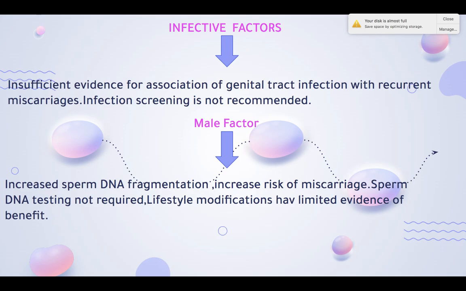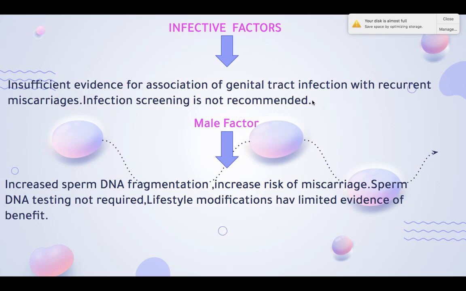So for a genital tract infection to be responsible for recurrent miscarriage, it is important that it is not easily picked up and it is asymptomatic. According to this guideline, there is insufficient evidence for association of genital tract infection with recurrent miscarriage. Infection screening is not recommended. This is the line that you have to remember. Infection screening is not recommended.